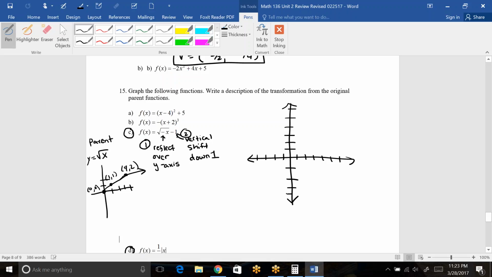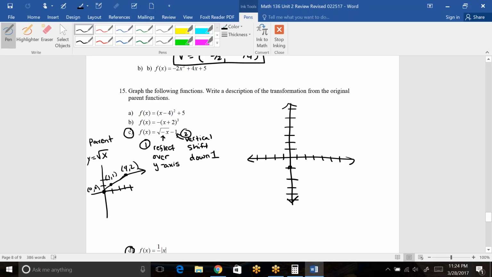Okay, the first thing I'm supposed to do with the point (0, 0) is reflect it over the y-axis. It's already on the y-axis, so you can't reflect it. So that one, part 1, just stays where it's at. But then it needs to be shifted down 1. So this is the new home of (0, 0). It was reflected over the y-axis, but since it was on the y-axis, it stayed where it was, and then it went down 1.